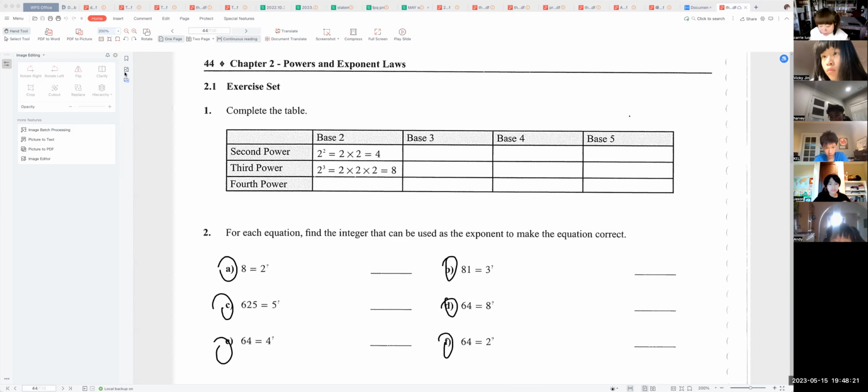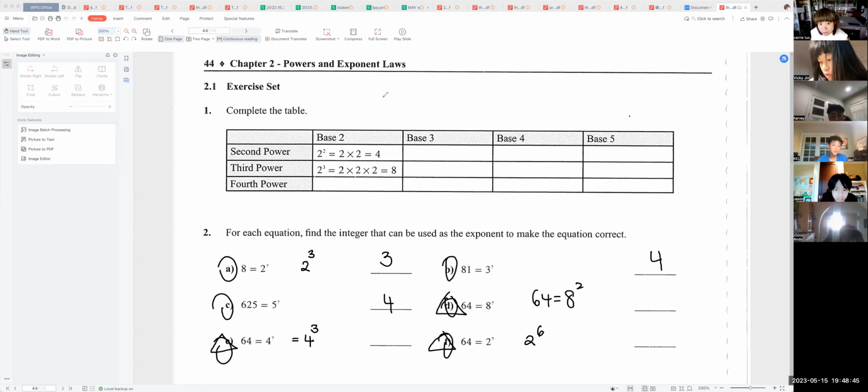So let's take a look at this one. The first one, of course, because 8 equals 2 to the power 3, so the answer is 3, 4, and 4. And I want you to pay attention to D, E, and F. So 64 equals 8 to the power 2, 4 to the power 3, and 2 to the power 6. So 64 equals 8 squared, also equals 4 to the power 3, and also equals 2 to the power 6.